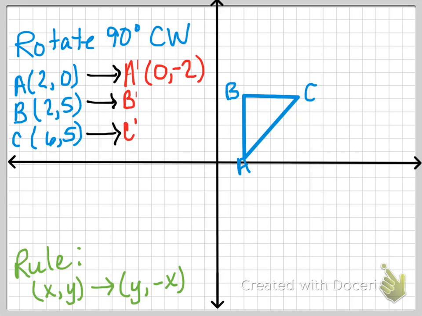So let's do the same thing on B to B prime. We're going to switch the positions, 5, 2. And then the original x, or the new y, becomes negative. And then the same thing for C. We switch 6, 5 to 5, 6, and then that 6 is going to become negative. Let's go ahead and plot those points.